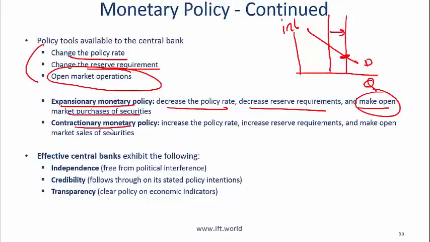A contractionary monetary policy is the opposite. Here, a central bank makes open market sales of securities, which means that it is pulling money out of the system. So this particular money supply will move left, which means that interest rates will go up, and this slows down growth, cuts back inflation.